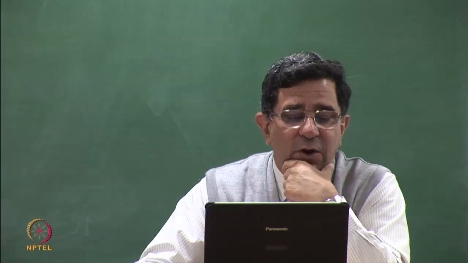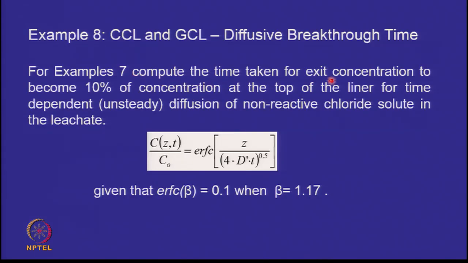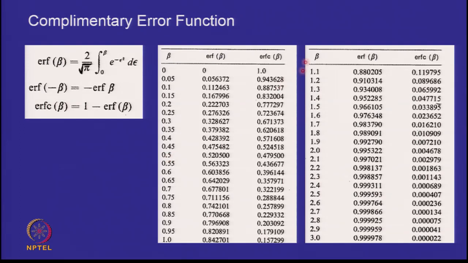So it says, for the previous example, compute the time taken for the exit concentration to become 10% of the concentration at the top of the liner for the time dependent diffusion. So you recall Czt is equal to C naught times the complementary error function of this. So we are saying Czt over C naught should be equal to 0.1. That means the complementary error function of something should be equal to 0.1. If you go back to this table, it will come here somewhere, right? And that value is 1.17.